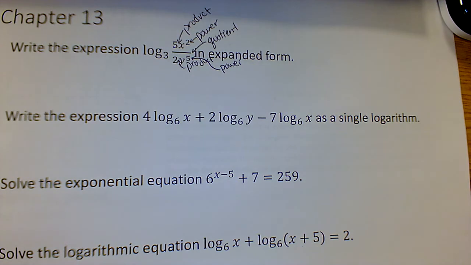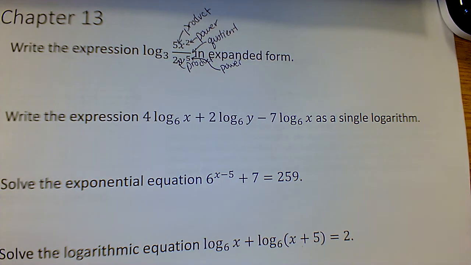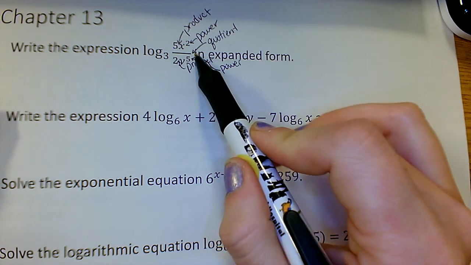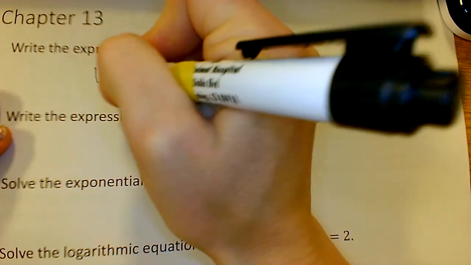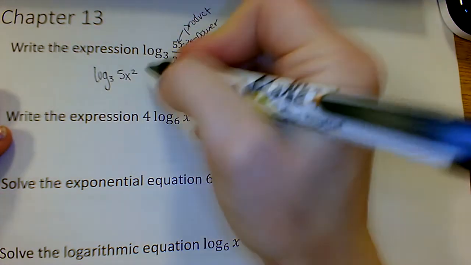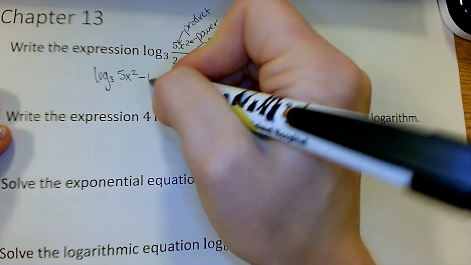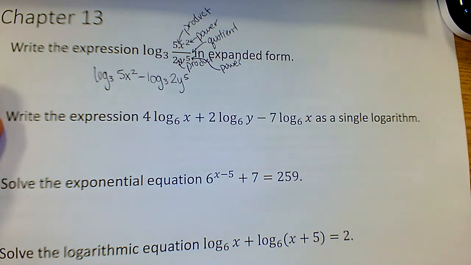And when you're expanding, you go opposite order of operations. So the last thing we would be doing if we were actually calculating this is that quotient rule. So that's going to be the first thing we take care of. And division, remember, turns into subtraction. So when I write this as 2 logs, I'm going to have my numerator, and then it's minus my denominator.